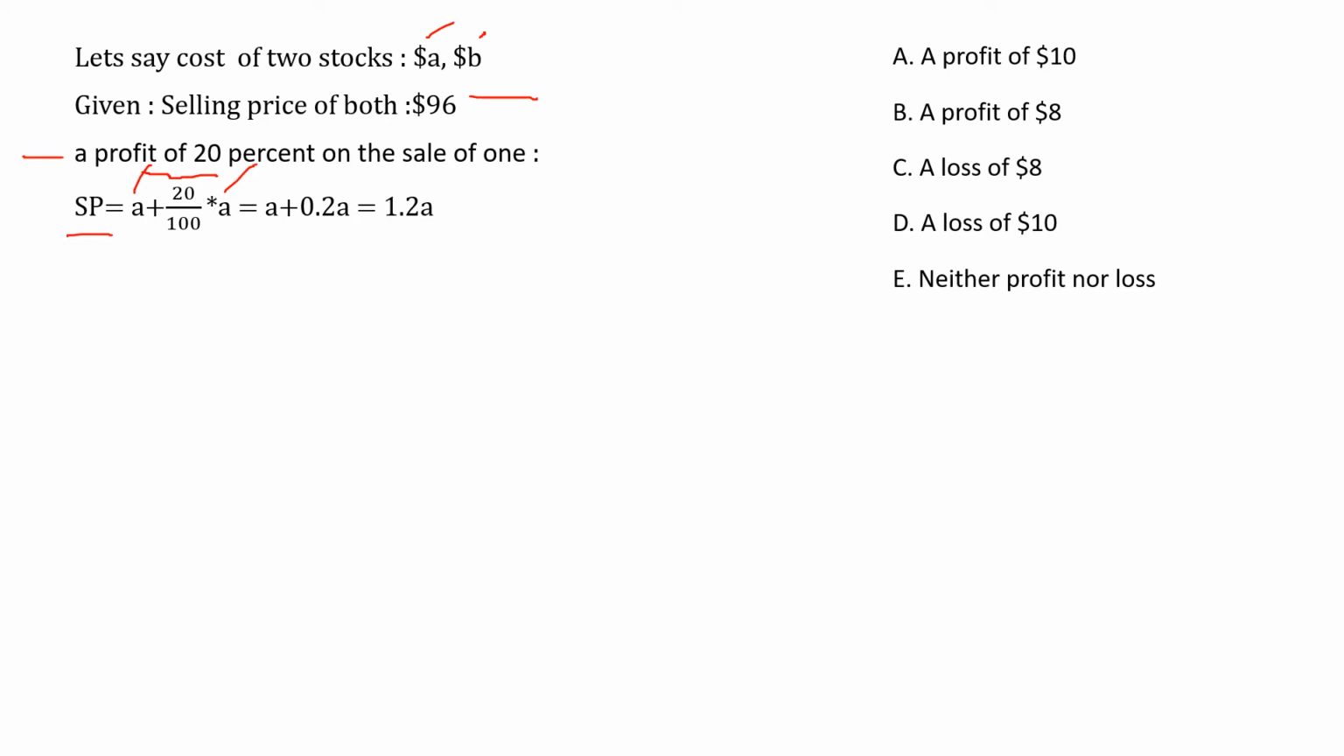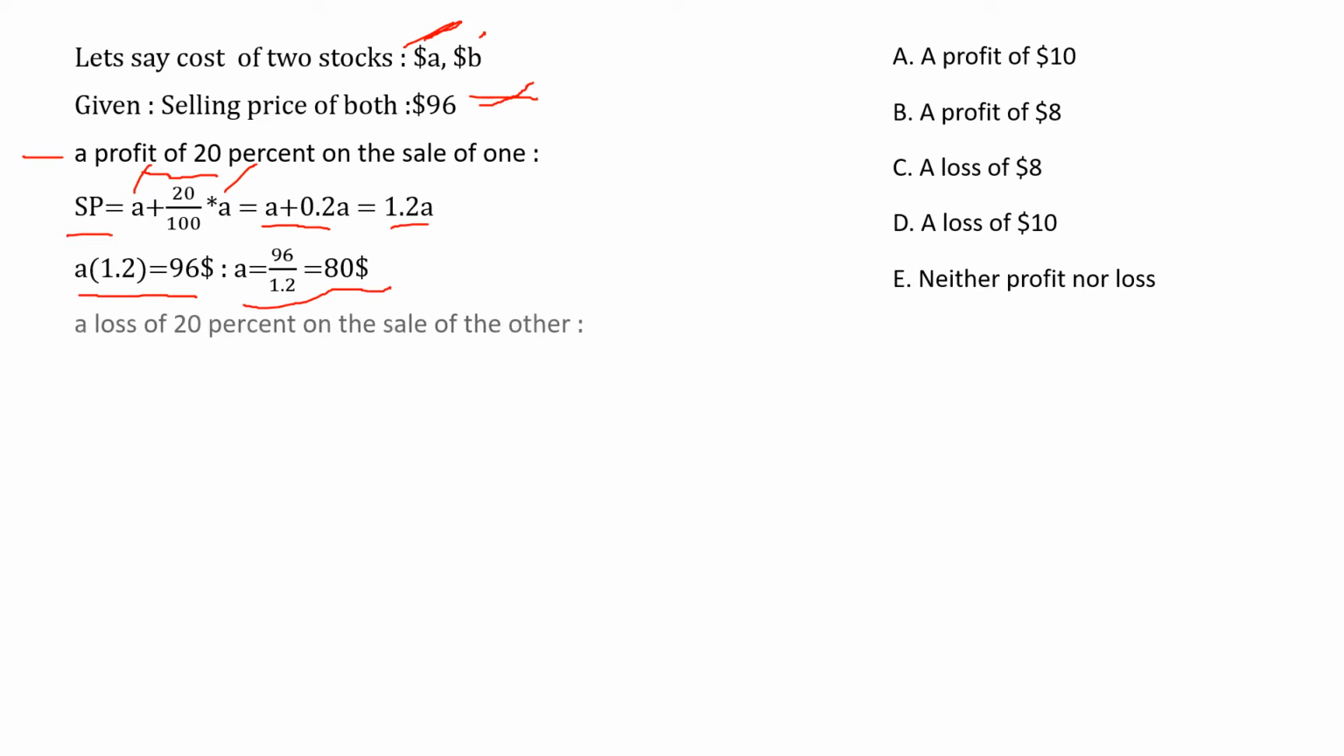Let's assume that we're talking about the share with the cost price of A. So the selling price comes out to be A plus 0.2A, that is 1.2A. We can equate it to 96 since the selling price is given as 96. So 1.2 times A is equal to 96. So A comes out to be 96 divided by 1.2, that is $80.